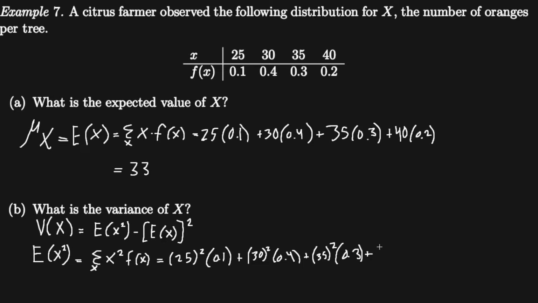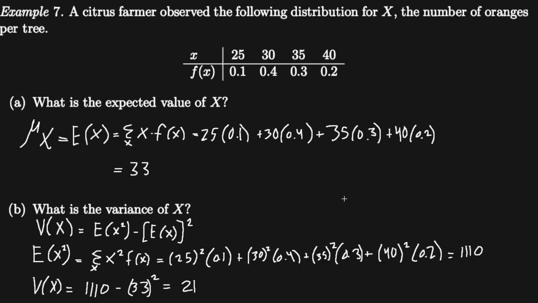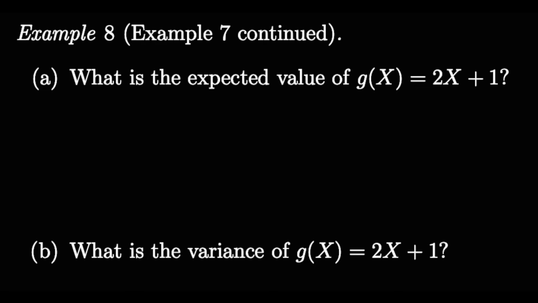Plus 40 squared. Now this would give us 1,110, so the variance of x would be 1,110 minus 33 squared. Now if we do the calculations correctly, it should be right there, 21.